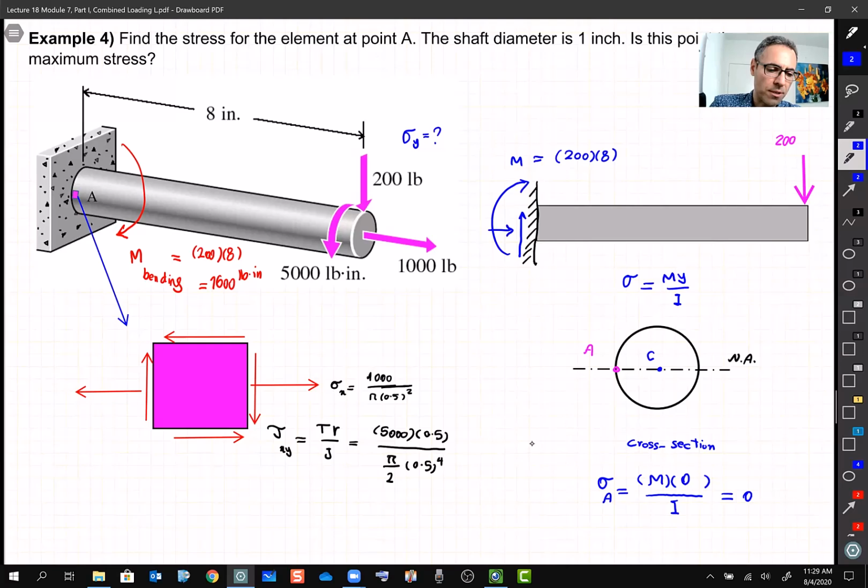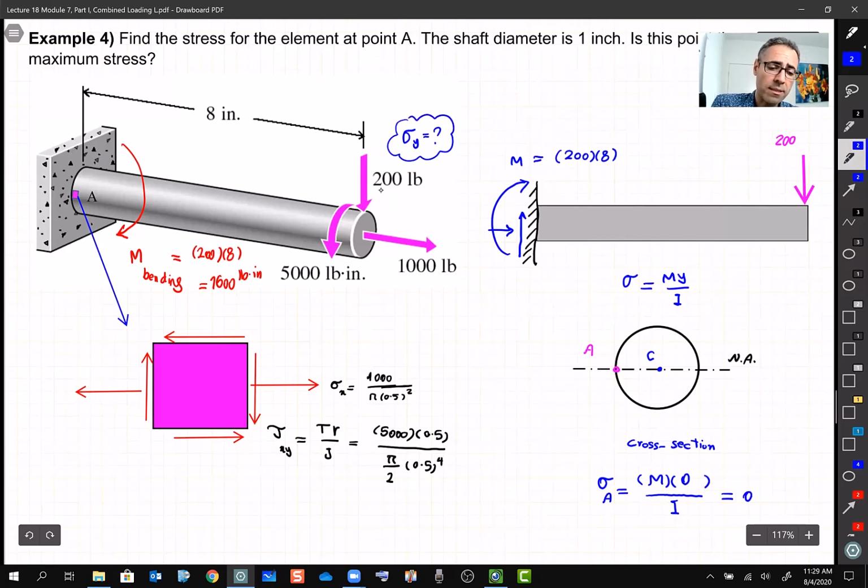Let's now review it together. We have a tensional load. We have a bending load. This 200 causes bending at point A. And we have a torsion. For torsion, we know how the stress turns out, simple. This 1000 also is simple. But what about this 200? It's a vertical load. Do we have a sigma Y? So that's the question.